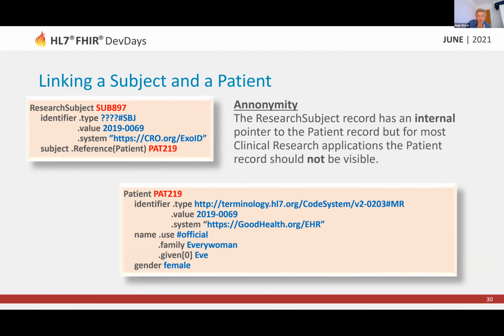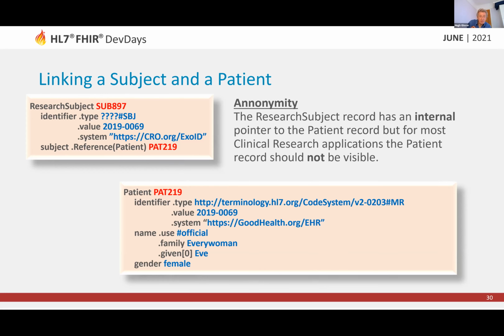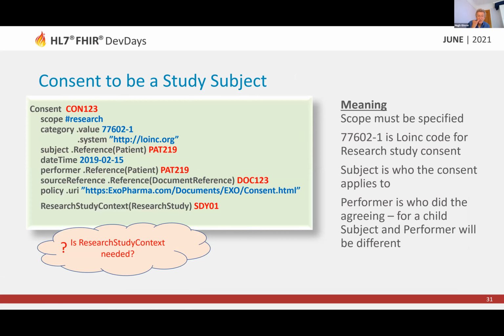Subjects and patients have to be kept separate. We have a strong requirement for some trials for that anonymity. So you get this distinction between the research subject that will have a reference to a patient. I think the actual mechanics of the details in there are clear enough. The question then becomes when we go on to something like consent. So how do we work with consent?